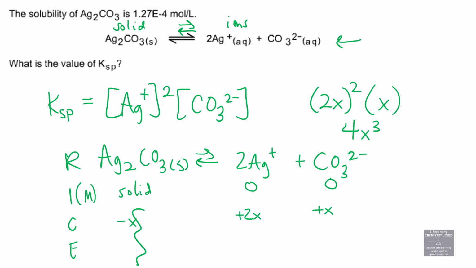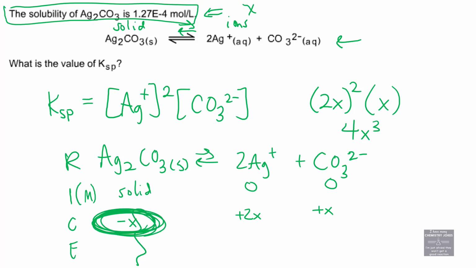Now what? I don't know what to do from here. This sentence up here that I have ignored so far, the solubility of Ag2CO3 is 1.27 times 10 to the negative 4th molar. The solubility, they're telling you the value of X. That's really what that is. The solubility is telling you this right here.